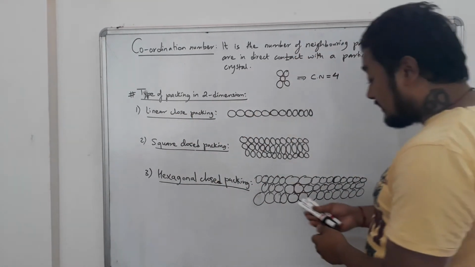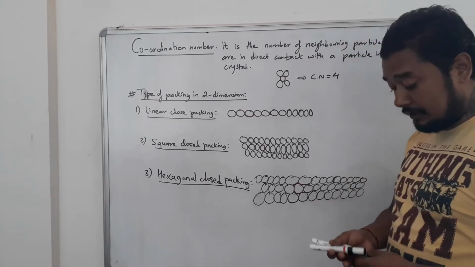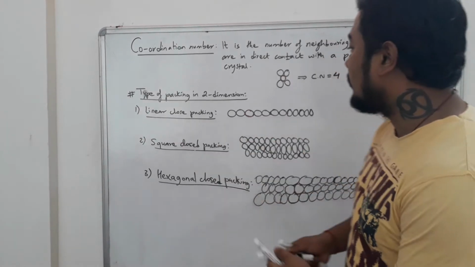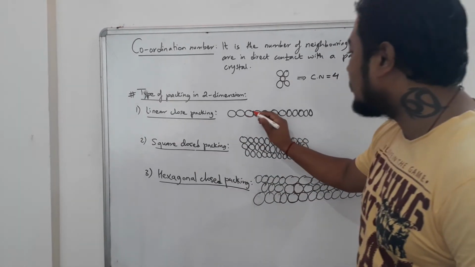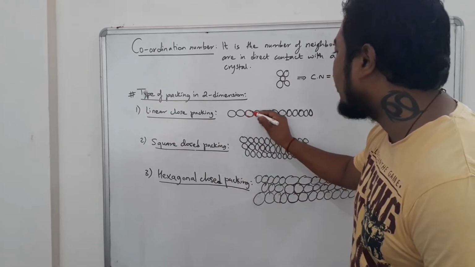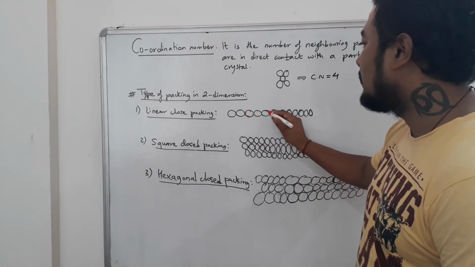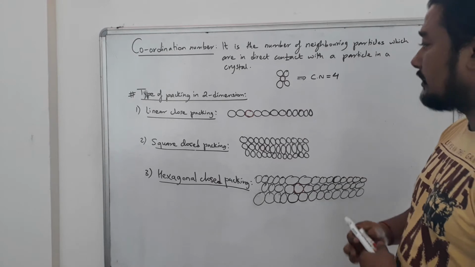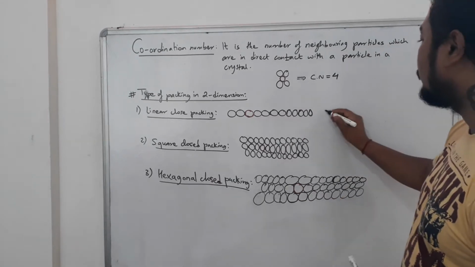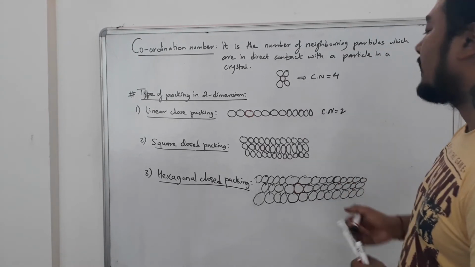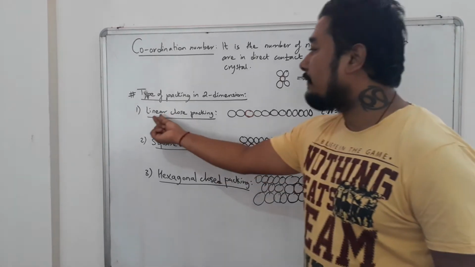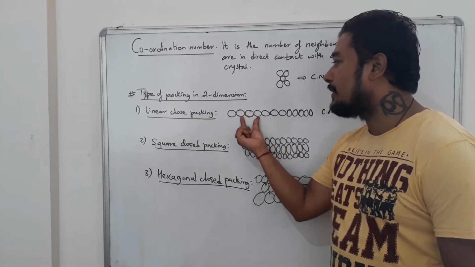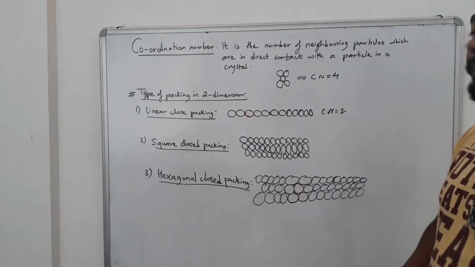Let us see now how to find the coordination number here. Linear means straight, so I made it here. If you see this particle, it is in direct contact with how many? 2. Similarly, this is again in direct contact with 2. So in this case, coordination number is 2. So for linear close packing, coordination number is 2. Why? Because a particle is in direct contact with 2 of them.